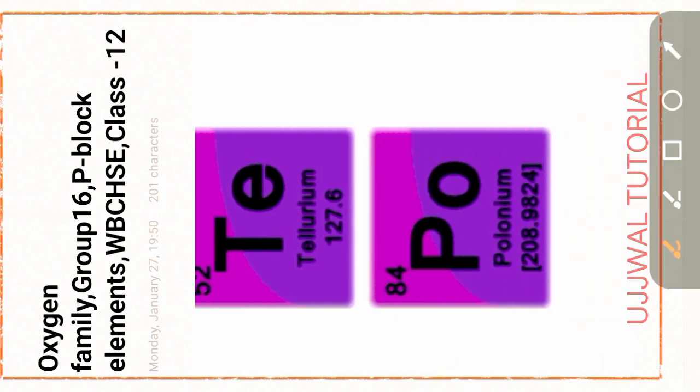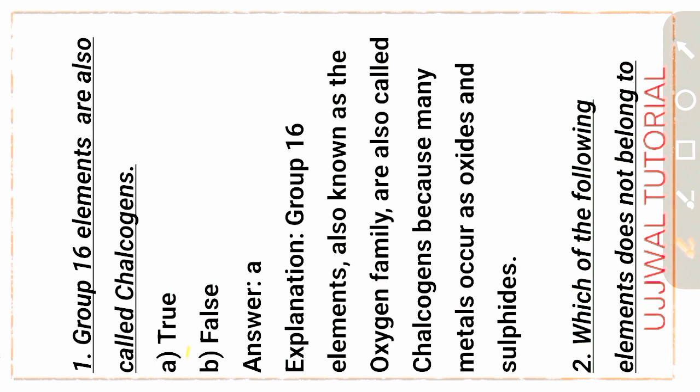Now we discuss the very most important MCQ questions and answers based on group 16, that is the oxygen family. Question number 1. Group 16 elements are also called chalcogens. This statement is true. To explain, group 16 elements, also known as the oxygen family, are also called chalcogens because many metals occur as oxides and sulfides.